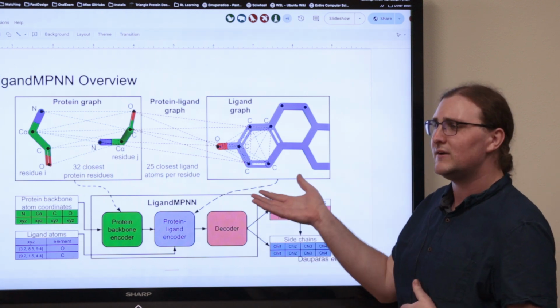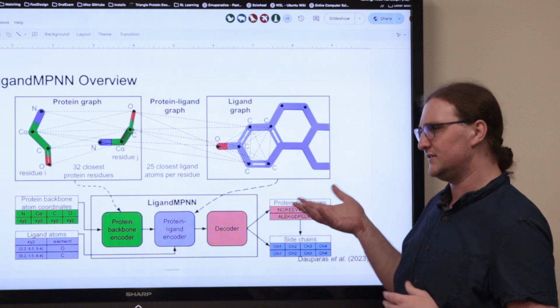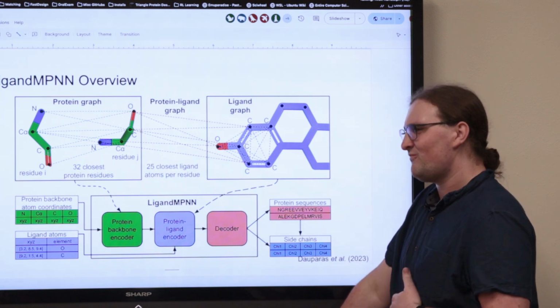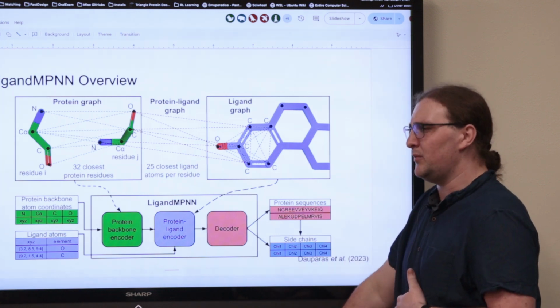You want a lot of residues, but you don't want too many. So there's a constraint on memory and stuff like that too, and speed. But they probably played around; there's probably a little bit of hyperparameter playing around.